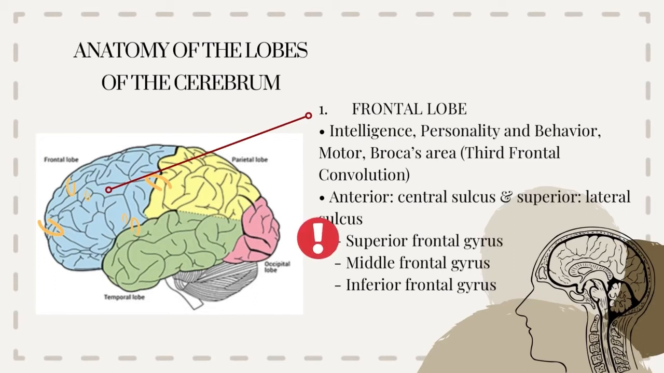First, you have your superior frontal gyrus. It is located superior or above the superior frontal sulcus. Then you have your middle frontal gyrus. It is located between the superior and inferior frontal sulci. Then you have your inferior frontal gyrus. It is located inferior or below to the inferior frontal sulcus.